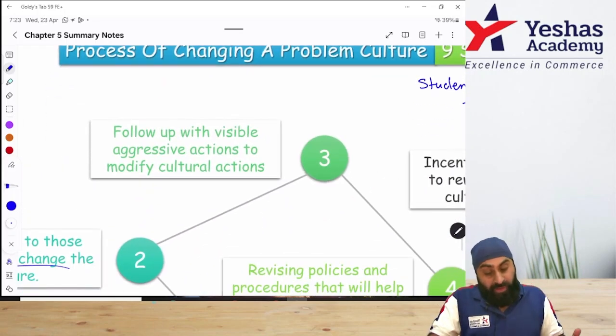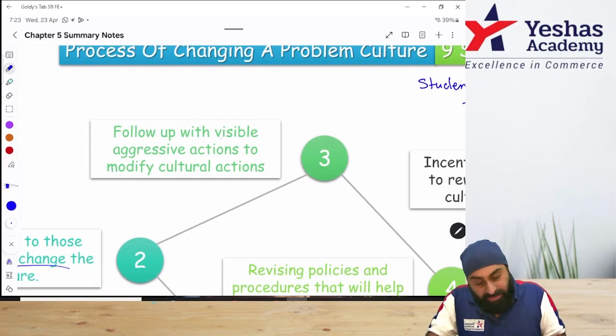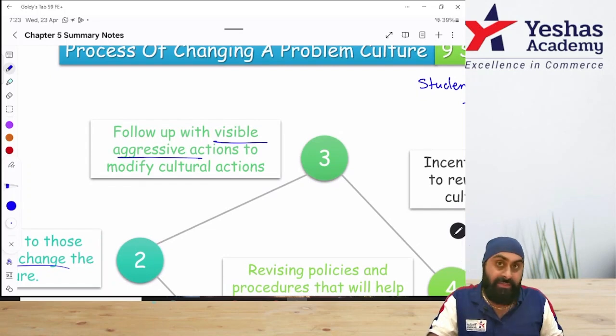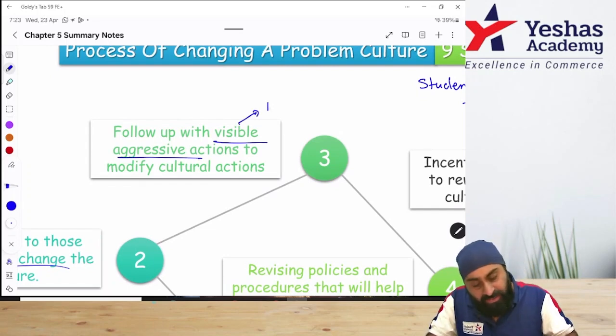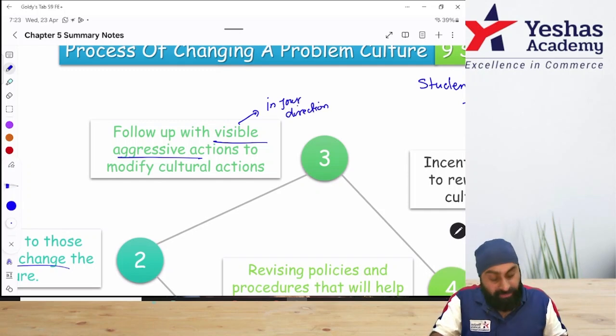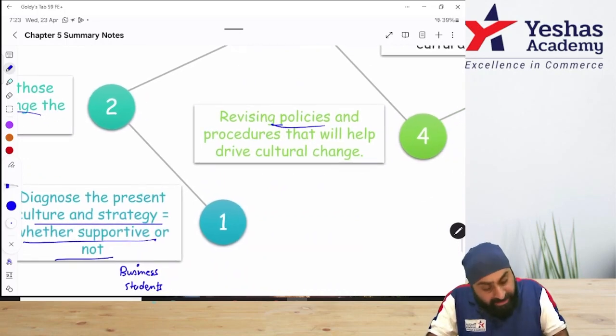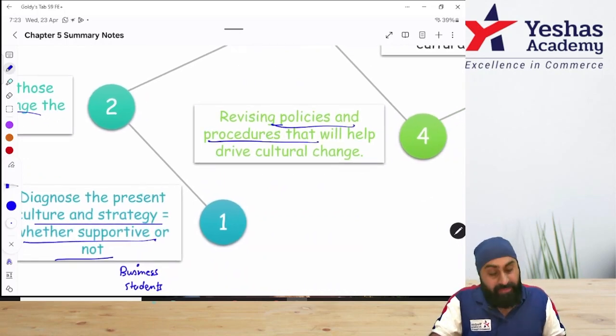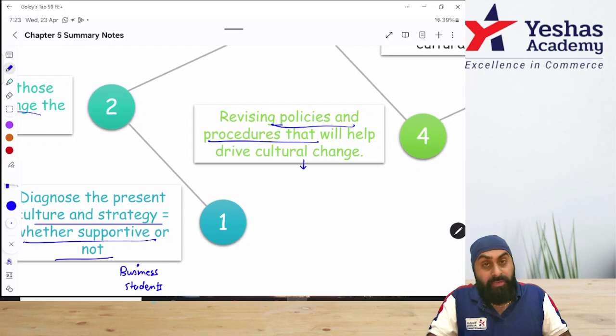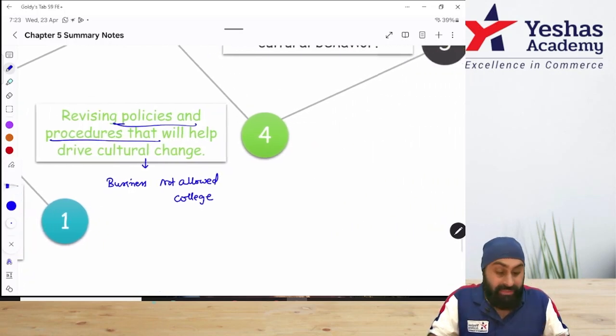Third, follow up with visible aggressive action. What do you mean by visible aggressive action? See that things are going in your direction. Management wants to do it. Is management successfully able to do it? Revise the policy and procedures that will help drive the culture change. People who are not in business attire, okay, are not allowed in the college. So what are you doing? You are creating a policy which would create such a kind of culture.